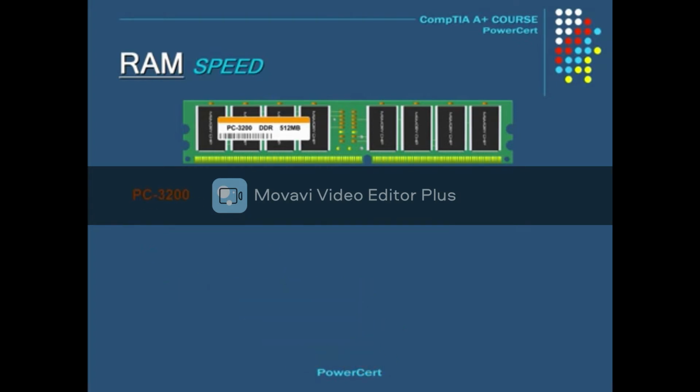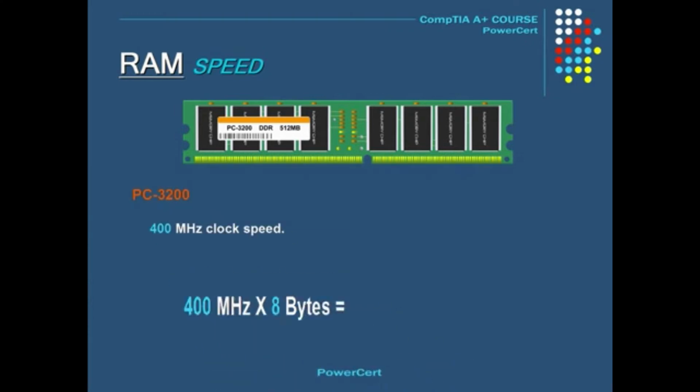Another example is PC-3200. PC-3200 has a clock speed of 400 MHz, so 400 times 8 equals 3200, which is where we get the name PC-3200.